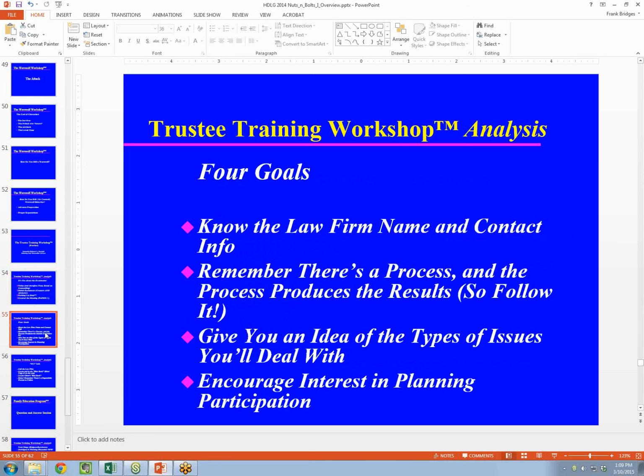So it's important for people to know 4 things: how to get in touch with the law firm, what our contact information is. Remember that there's a process, and the process produces the results, so we need to follow it. And to give you an idea of the types of issues that you might deal with, that's what the training workshops are for, and to encourage interest in the planning that our clients are actually doing, so that their plans, their snapshot, their expectations actually do get met.